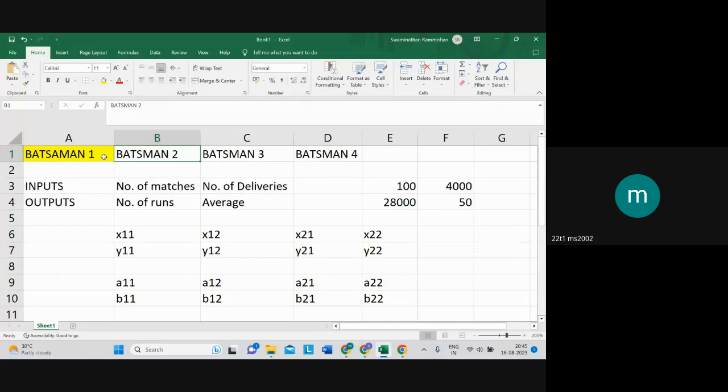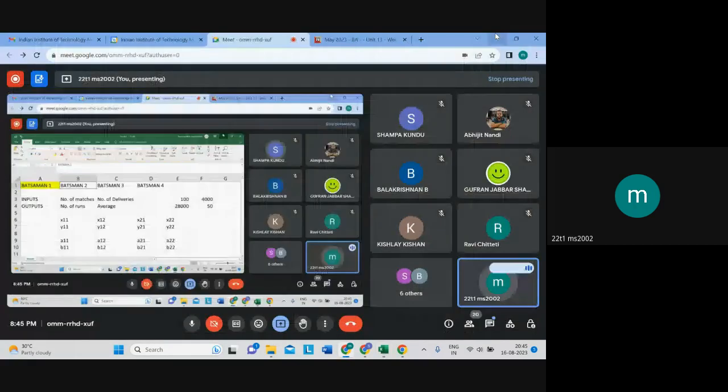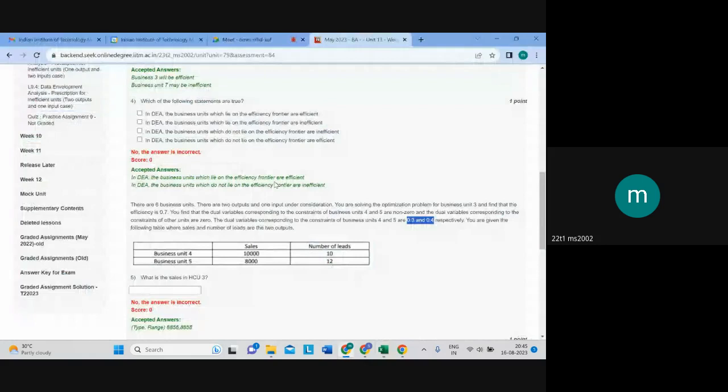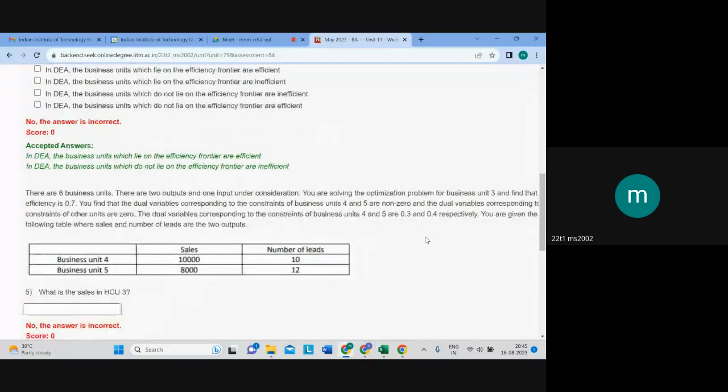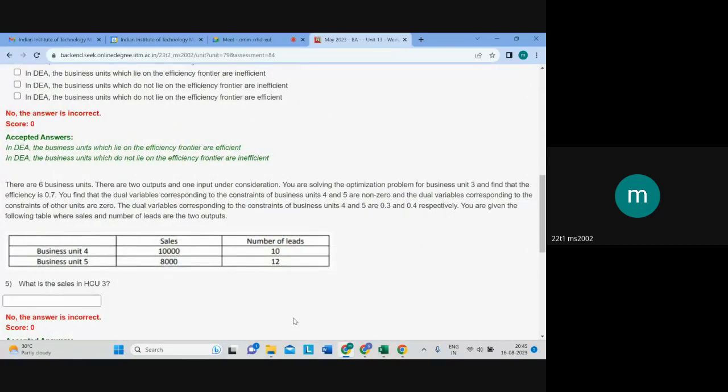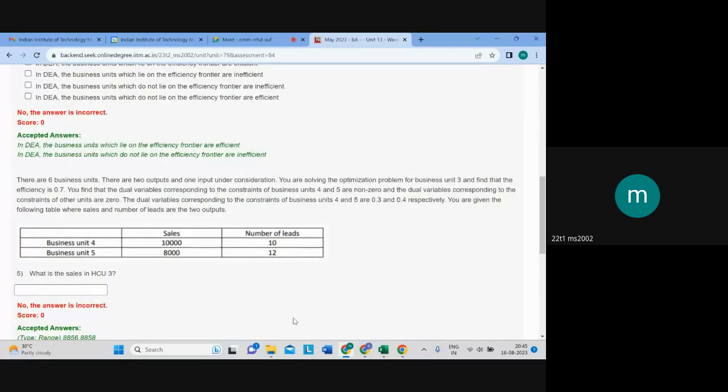Okay. So I see a lot of people talking about a particular problem in your assignment, right? How many of you find this problem slightly difficult? Has anyone solved this particular problem?